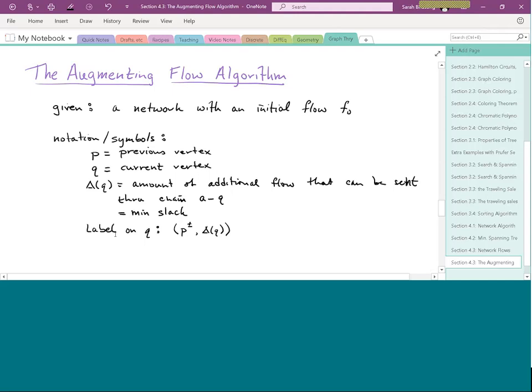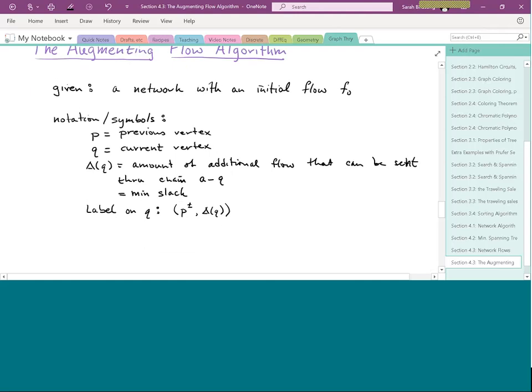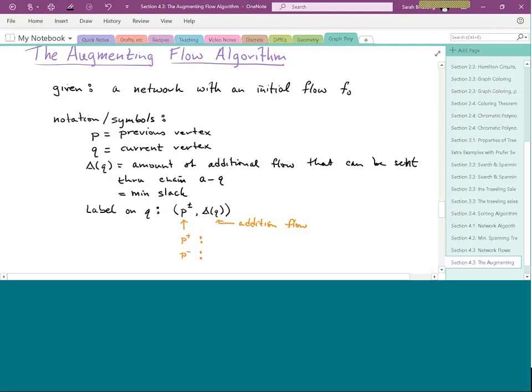Okay. Now the actual label that we're going to put on each of these vertices when we create their label has two components. And the two components go as follows. The second component here is the amount of additional flow that we can push through the network up at least to that vertex. Okay? But the first one is telling you where you came from. So the P part tells you the previous vertex you were on. The plus or the minus tells you whether you followed a backwards or a forwards edge to get there.